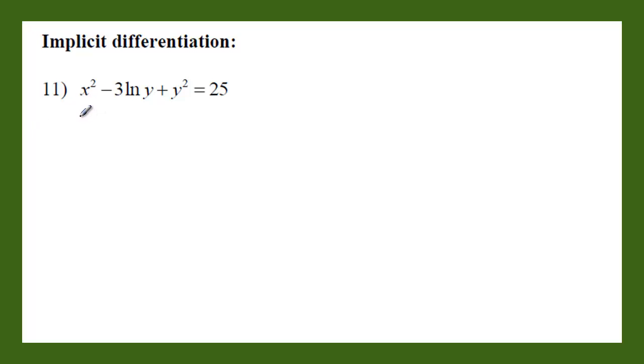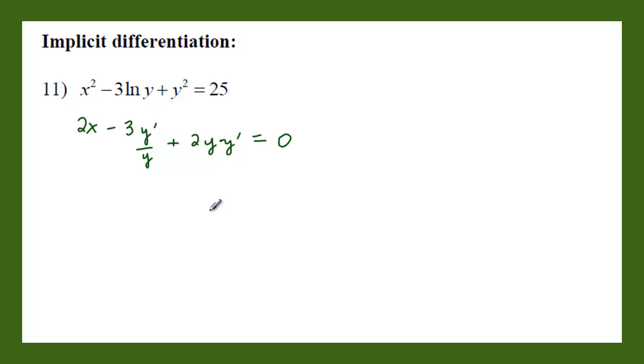Okay, so just like all of our implicit differentiation problems, we'll go ahead and take our derivative term by term. So x squared, derivative of x squared is 2x minus 3 times, we need the derivative of natural log of y, so that's going to be y prime over y, or dy dx over y, plus 2y times the derivative of y. And that's all going to be equal to the derivative of 25, which is 0.